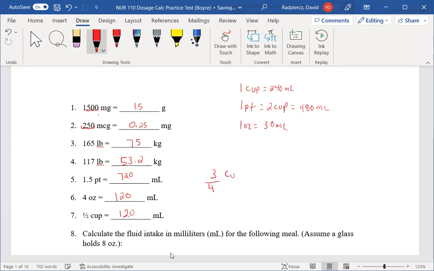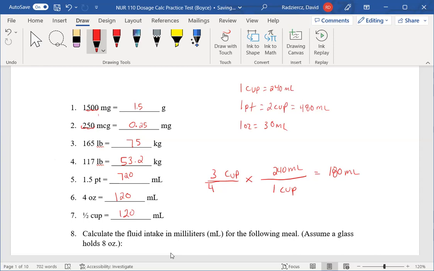So if it's 3/4 cup, and I know that 1 cup is 240 milliliters, what I'm going to do is multiply out across the top, so 3 times 240, which gives me 720, and then I'm going to divide by 4, which would give me 180 milliliters. So the rule with fractions: if it's 3/4, you're going to multiply by the numerator, divide by the denominator. That is the simplest way of doing that.